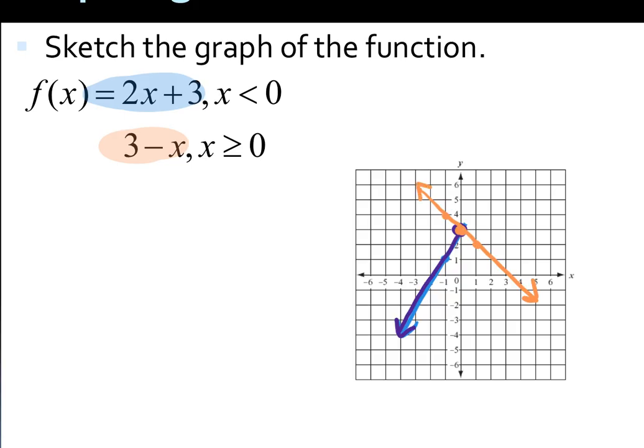But these values I want to keep for when x is what? Greater than or equal to 0. So I'm going to erase all the stuff that comes before it. Greater than or equal to actually means I get a solid dot. So the solid dot from the second one overtakes the open dot from the first one, which is fine. And my piecewise function would look like this.